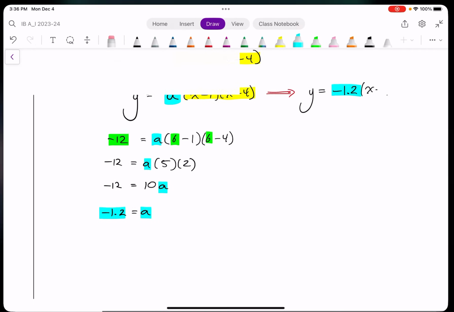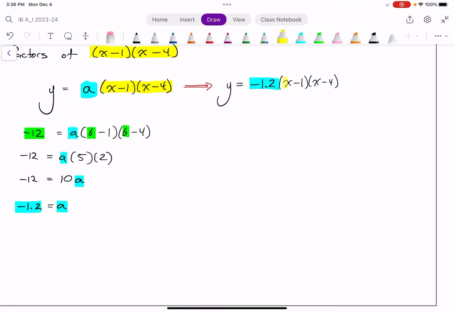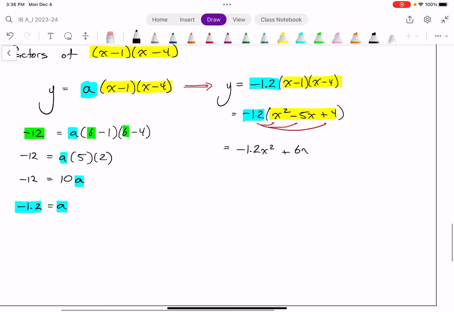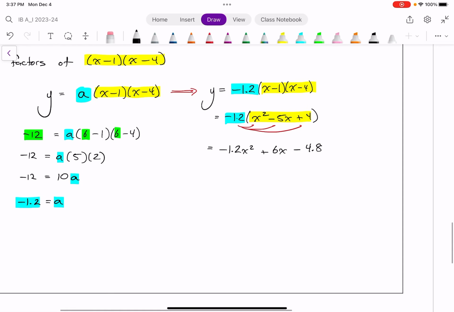All that's left is to put this in standard form. And so there's various ways of doing it. I would first just distribute, expand, and simplify the factors. So I have negative 1.2, and here I have x squared minus 5x plus 4. Just, again, expanding and simplifying that. And then I'm going to distribute the negative 1.2. So I have negative 1.2x squared, I have plus 6x, and I have negative 4.8. And that's in standard form.